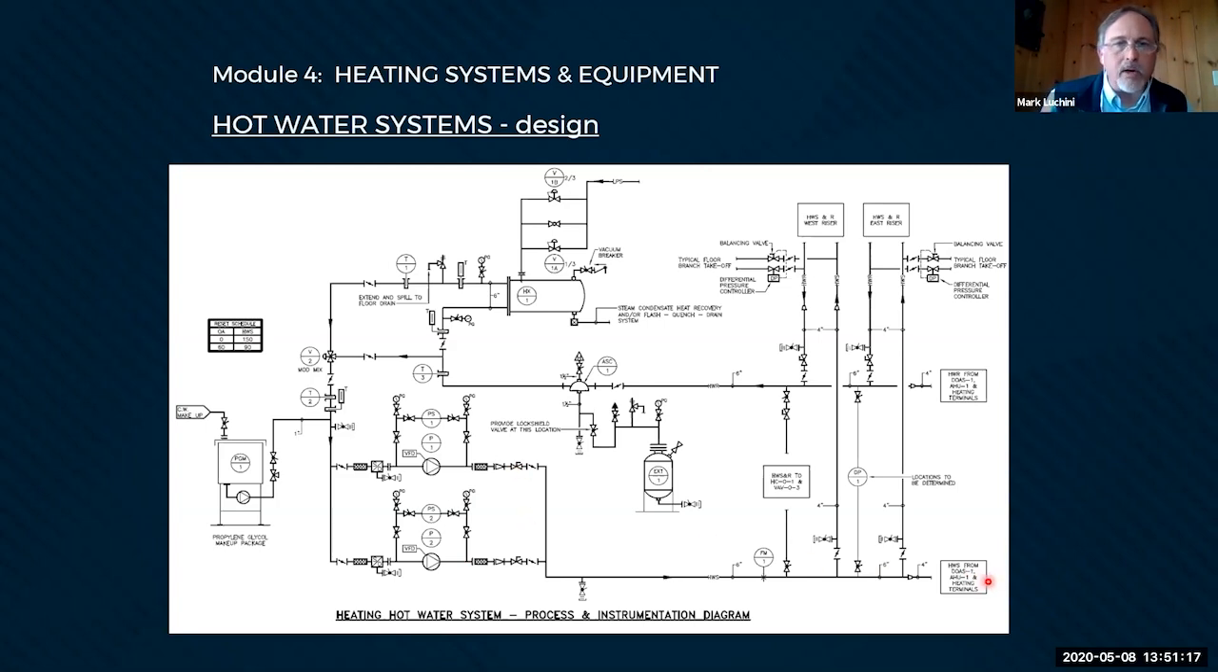Could be fin tube radiators, could be air handling units, fan coils, whatever. We come back. On the way back to the heat exchanger, we're running through an air separator. Very important to get air out of hydronic systems. Air causes corrosion and noise. We also have an expansion tank because unlike a steam system, hot water systems don't breathe. They can't breathe. They're closed systems.